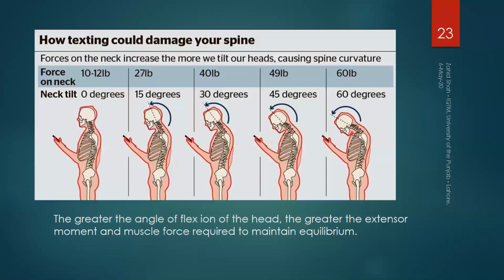And finally, there is a food for thought. For example, how texting could damage your spine. If you are standing straight, at almost 0 degree angle of your neck, there is a force on the neck equal to 10 to 12 pounds. If you flex forward up to 15 degrees, it increases to 27 pounds. For 30-degree flexion, it is about 40 pounds. And as the angle increases, so does this force. For 60-degree flexion, this force is about 60 pounds.